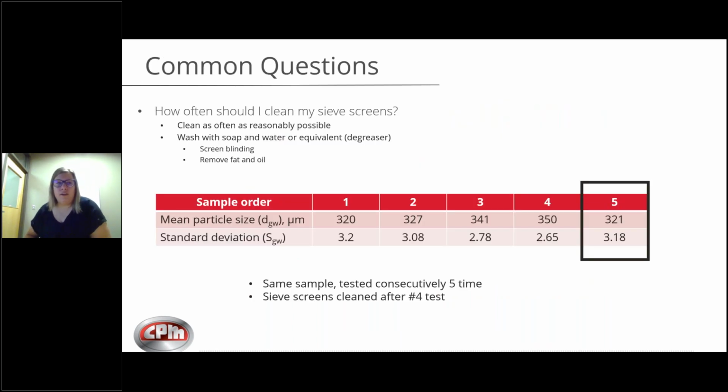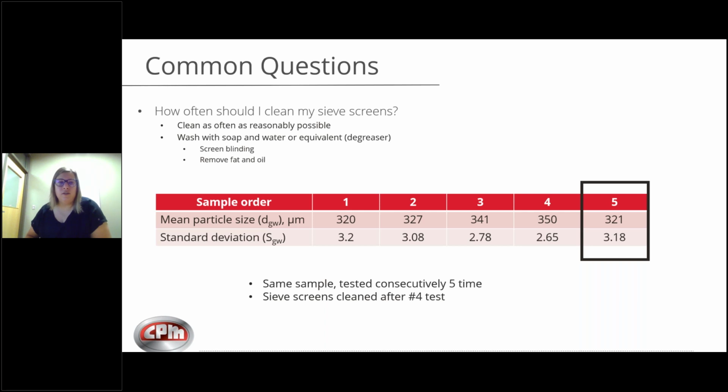Moving on to common questions. This question, how often should I clean my sieves? It's a question that we don't often receive, but we probably should. The answer is we should clean them as often as reasonably possible. After each analysis, we should be cleaning with a brush or compressed air. We just want to make sure that we're not damaging or tearing those screens.